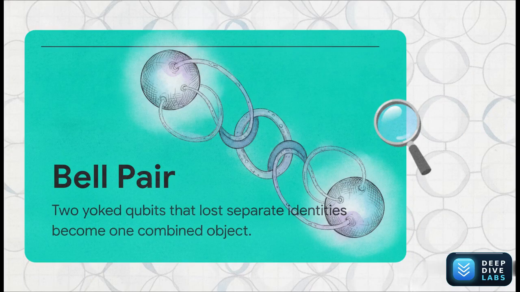So the crucial point is what happens to their relationship now. The two qubits are totally yoked. The target isn't doing its own thing anymore. Its entire fate is sewn tightly to the control's. If the control turns out to be 0, the target is 0. If the control is 1, the target is 1. They have completely, entirely lost their separate individual identities. They become one combined object. And that object has a name, a Bell pair. It is the absolute simplest, cleanest piece of entanglement there is.